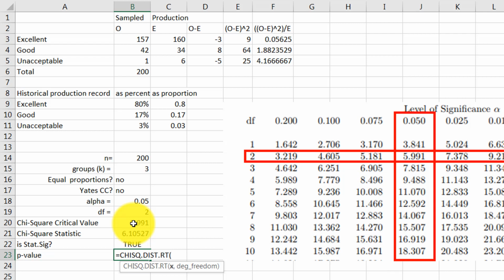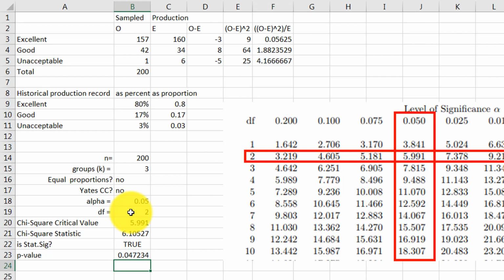Excel is going to give you a little pop-up here, and it says, these are the items I need in this function, where X is the chi-square statistic. So I'm just going to click on the cell reference B21 that has my chi-square statistic, comma, the degrees of freedom. I'm going to go click up on B19, which has the 2. I could have also typed in the number 2, close my parenthesis, and here it will give me a p-value of 0.047 and values. So we have 0.047.